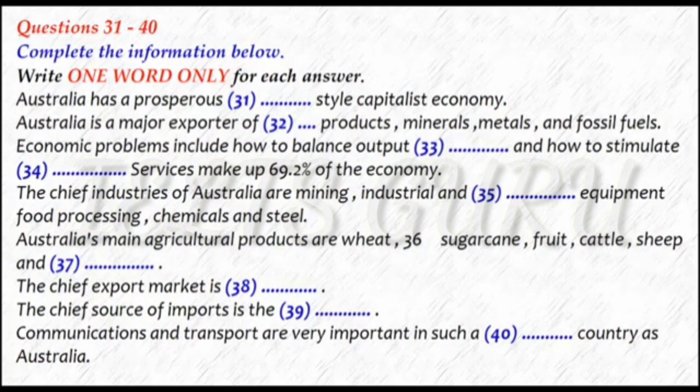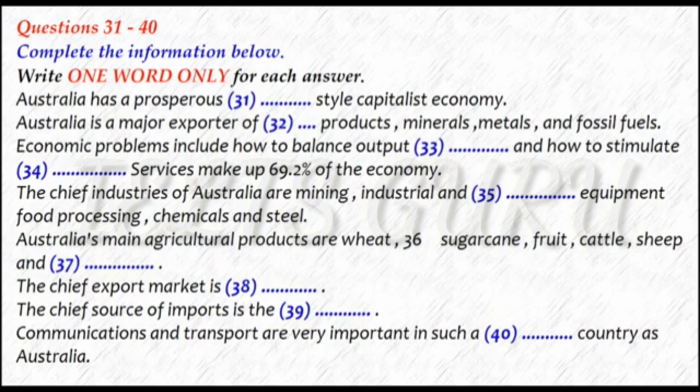Commodity prices have a big impact on the economy. Australia suffered from the low growth and high unemployment typical of the OECD countries in the early 1990s, but the economy has expanded at reasonably steady rates in recent years. In addition to high unemployment, short-term economic problems include how to balance output and inflation and how to stimulate exports. The economy is made up like this: agriculture, 3.1%, industry, 27.7%, services, 69.2%. The labor force has a similar pattern.